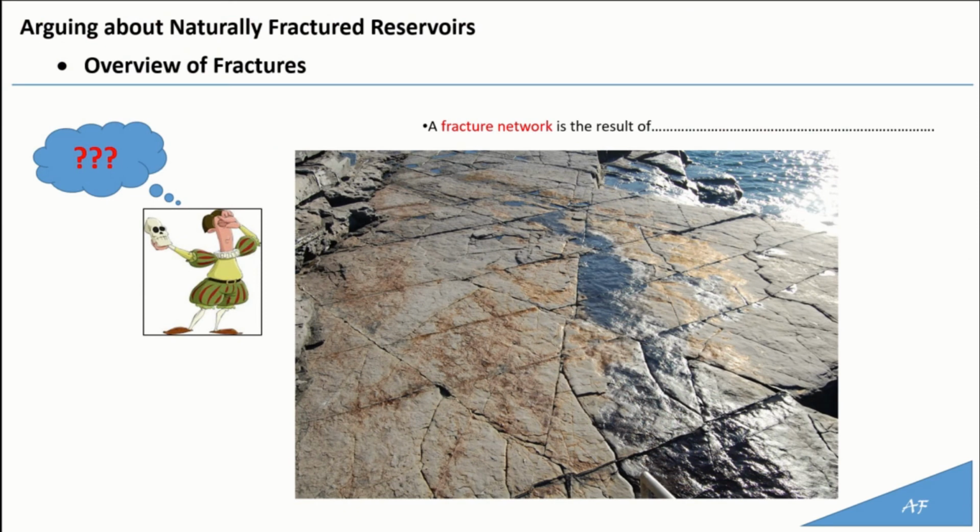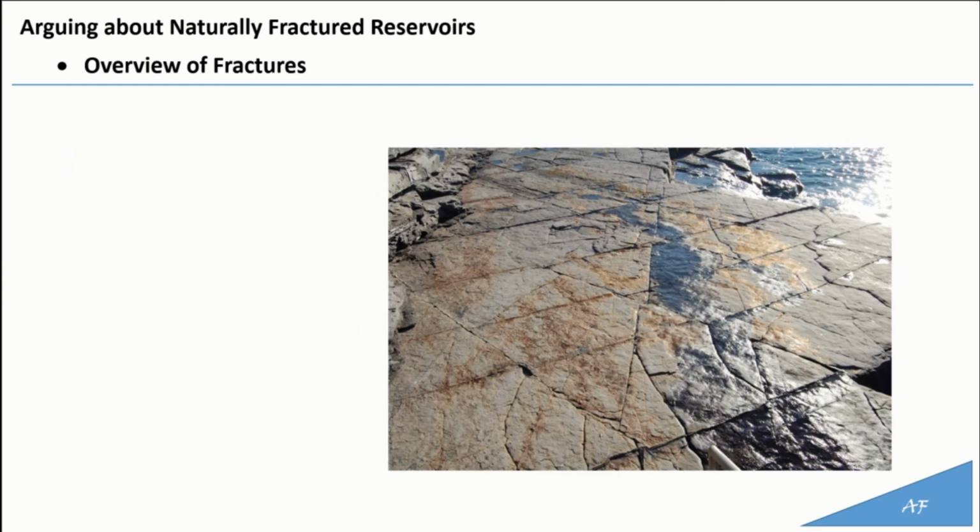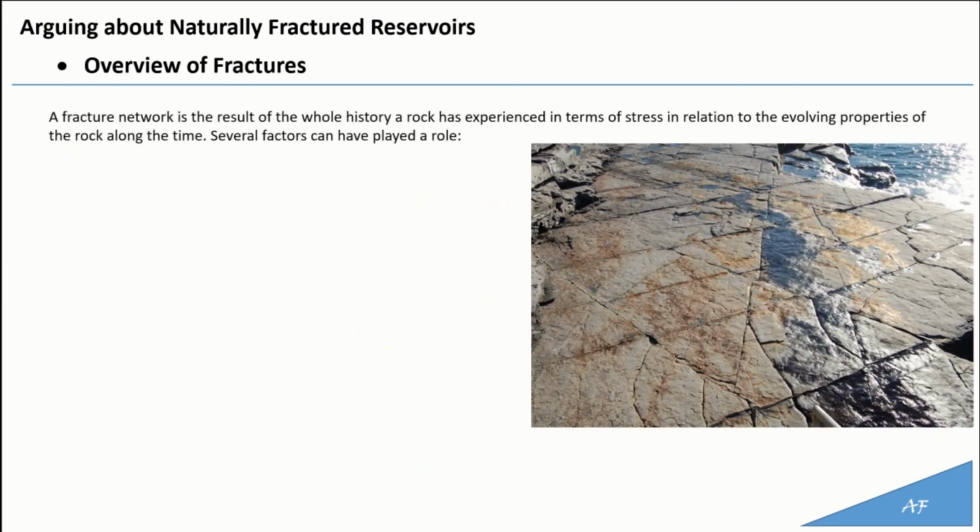So the fracture networks result from the combination of several factors. In fact, a fracture network is the result of the whole history a rock has experienced in terms of stress and in relation to the evolving properties of the rocks along the time. Several factors can have played a role.